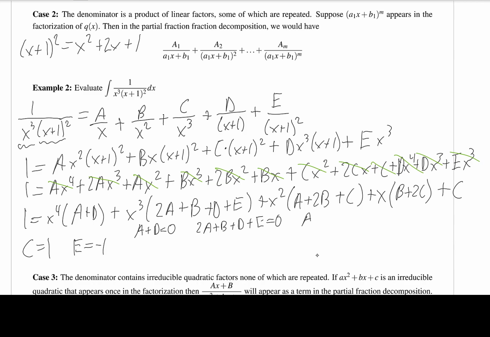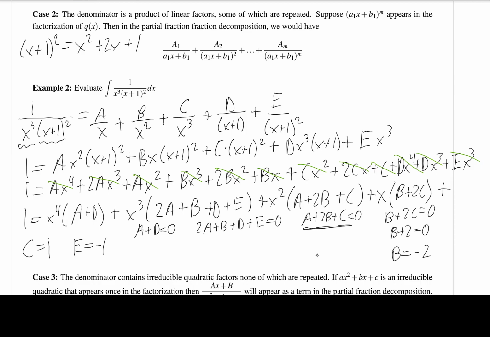Same thing with x squared. We'll have a plus 2b plus c is equal to 0. And then same thing with b plus 2c. And then c, we would know, has to be equal to 1. But we already have that, so it's okay. Since c is equal to 1, I can plug that in right here. And that gives me that b plus 2 is equal to 0. So b must be equal to -2.